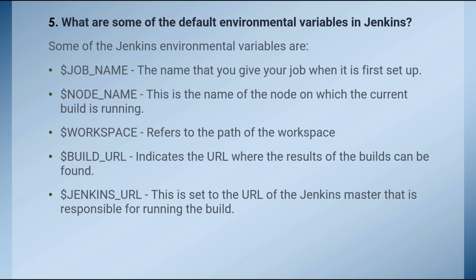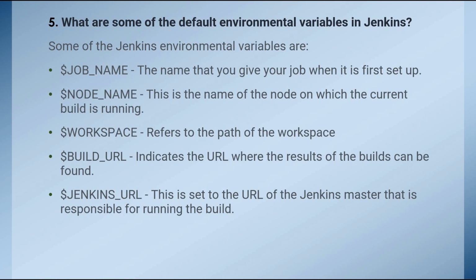What are some of the default environment variables in Jenkins? Some of the basic Jenkins environment variables are $JOB_NAME, $NODE_NAME, $WORKSPACE, $BUILD_URL, and $JENKINS_URL. Okay, so let's get started with the $JOB_NAME.